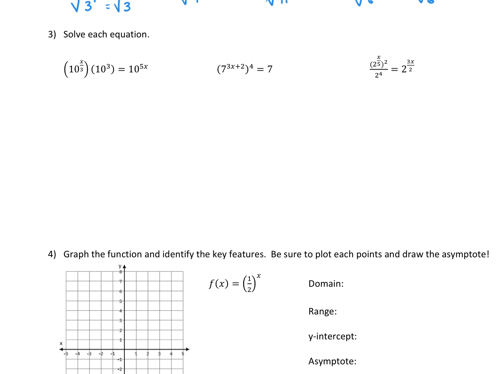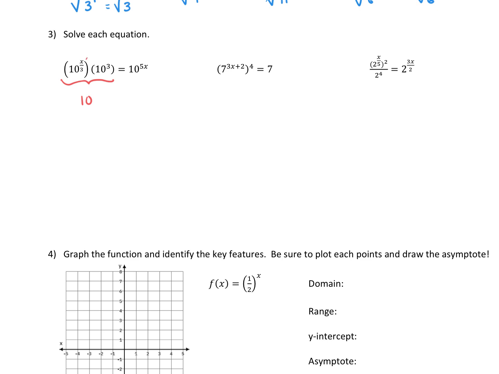If you look at this first example, you might notice that we have a 10 to a power times a 10 to a power equals 10 to a power. 10, 10, 10. That's our goal. We want those all to be 10s so that we can use exponent properties. Our first property tells us if you are multiplying the same base of 10, we keep our base, and then we can either add, subtract, or multiply those exponents.